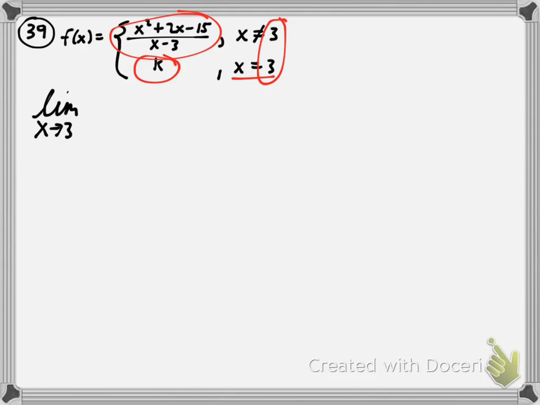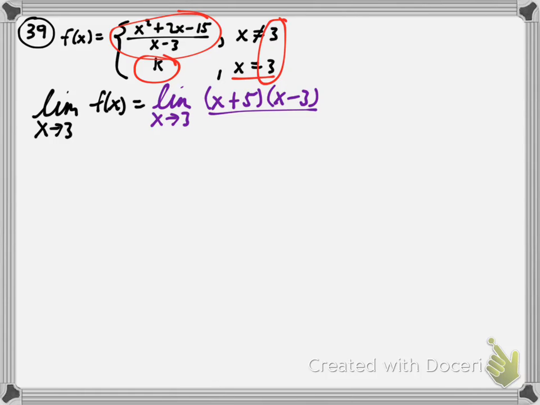So the limit of f of x as x approaches 3 is just a matter of putting 3 in place of the x. Now, if we put a 3 in place of the x in this rational piece of the function, then we're going to get 0 over 0. So let's go ahead and factor this. So we have the limit as x approaches 3, factoring the numerator, of x plus 5 times x minus 3.